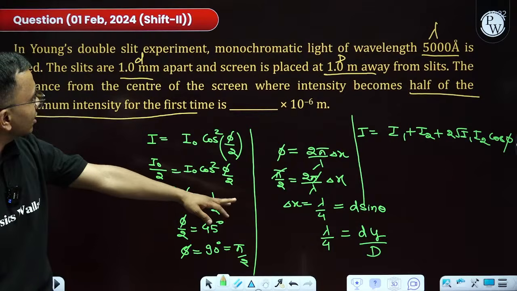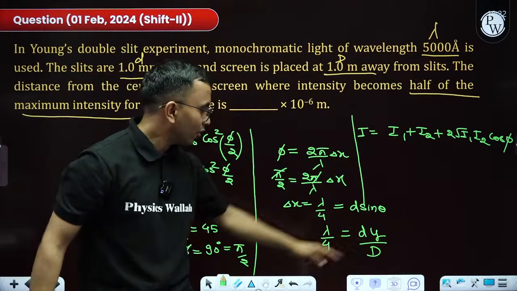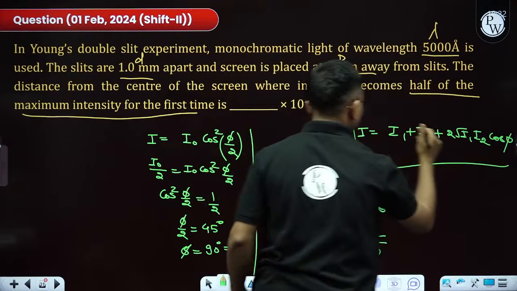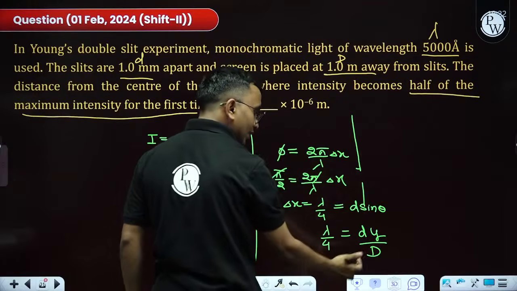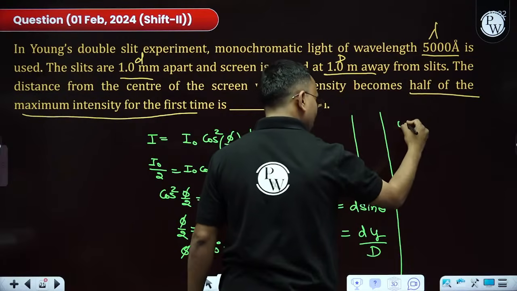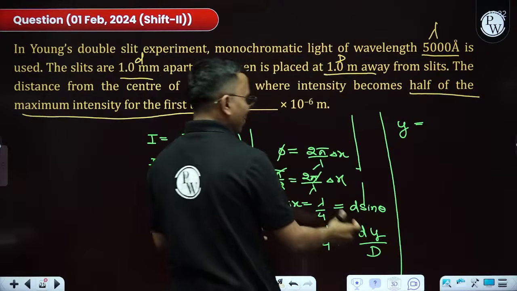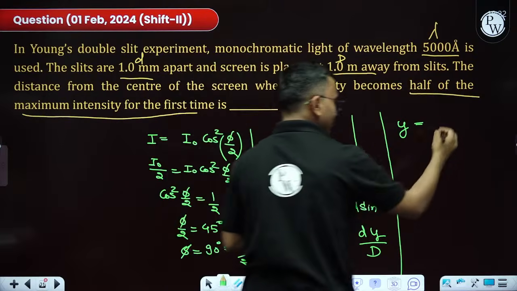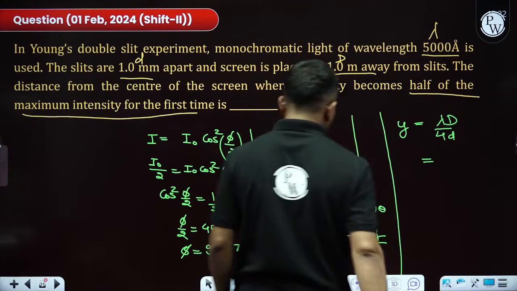I need the distance from the center of the screen where this will happen. That distance is my y. I need y from here. So I'll say y comes out to be lambda D by 4d. Like this. Now put the values.